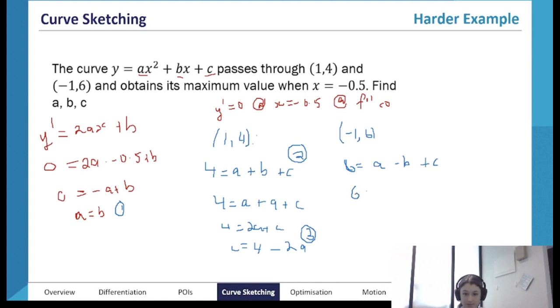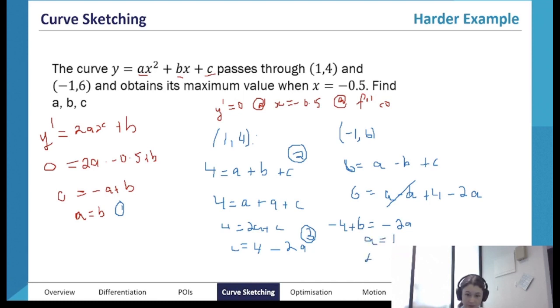So we're going to get 6 equals a, take a plus 4, take 2a. So we're going to get 6 equals, so a take a is going to cancel. We're going to get negative 2a. We're going to take that 4 over to the other side, which is going to give us that a is equal to 1.